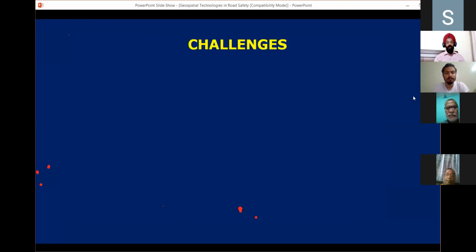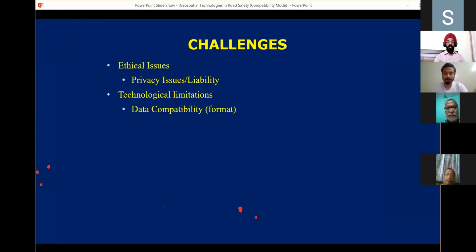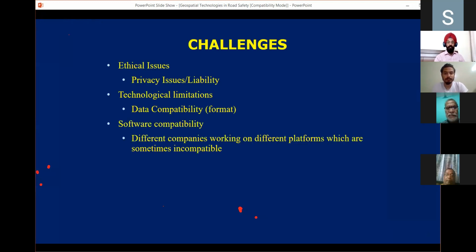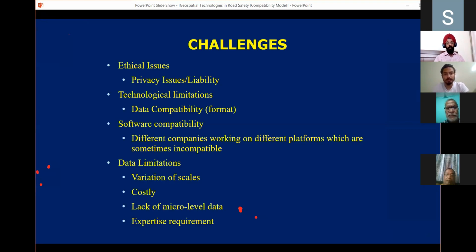And when I'm talking about challenges, till now I have just discussed the advantages. But technologies always come with challenges also. So what are the challenges? Ethical issues: when I'm talking about geospatial technologies, a privacy issue is there, liability is there, and technological limitations are also there. Data and format compatibility, and software compatibility: different companies work on different platforms, which are sometimes incompatible. So we have to deal with these kinds of issues.